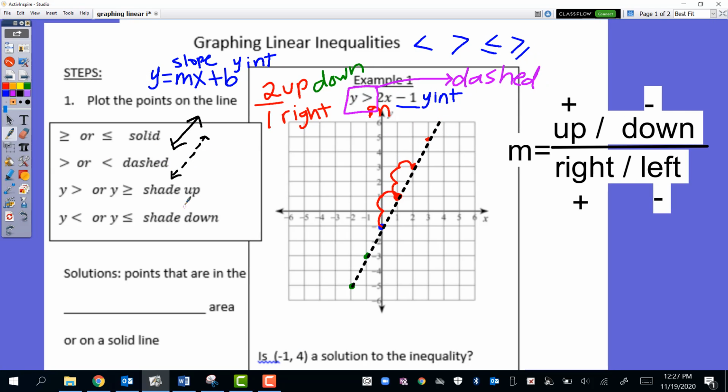Check. Did that. Now I have to figure out my shading. Am I going to shade up or shade down? So when I'm shading up, that means if this is my line, that I'm going to shade above the line up here.